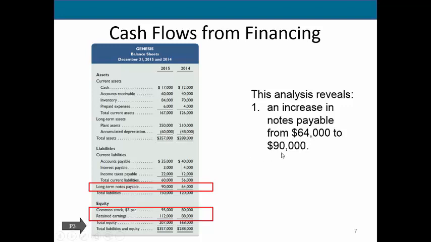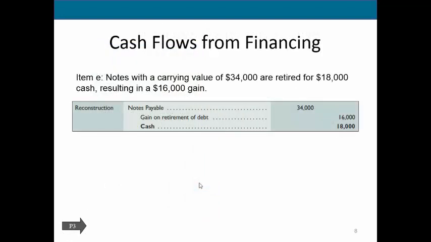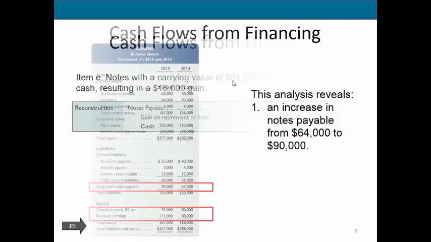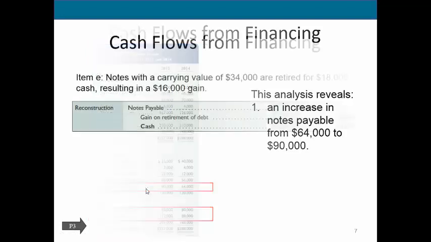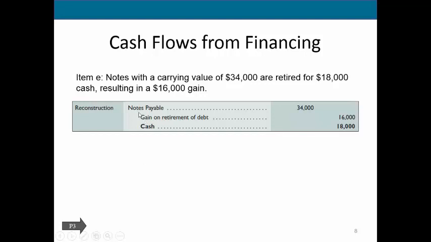So let's look here. What do we see? We see an increase in our notes payable. It went from $64,000 to $90,000. So what happened there? You can see here that notes with a carrying value of $34,000 were retired for $18,000, resulting in a $16,000 gain. So let's go back here. You can see here that long-term notes payable actually increased. So what we're seeing here is a decrease in notes payable. So that tells us more must be going on.